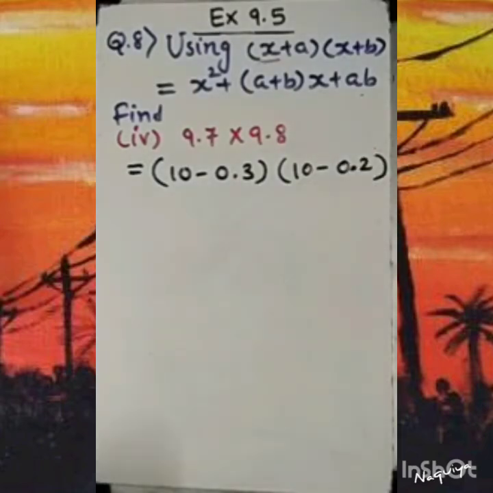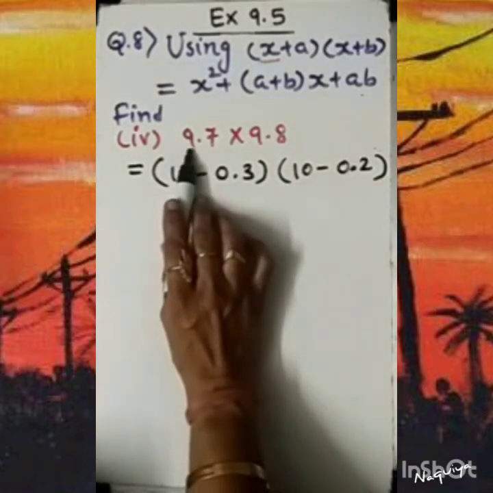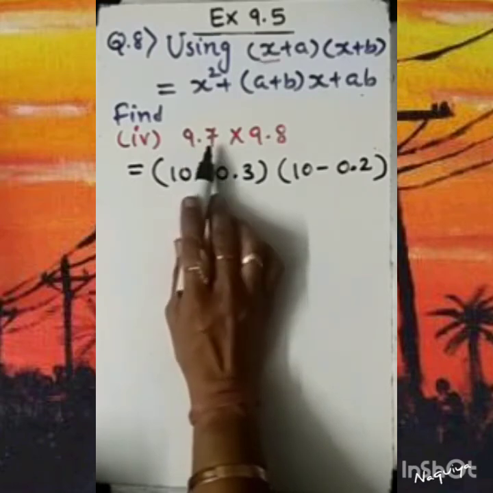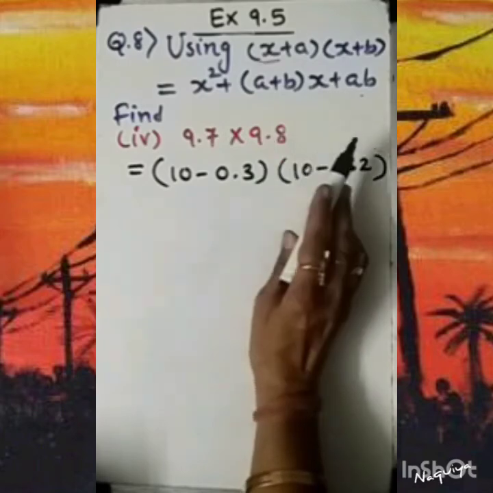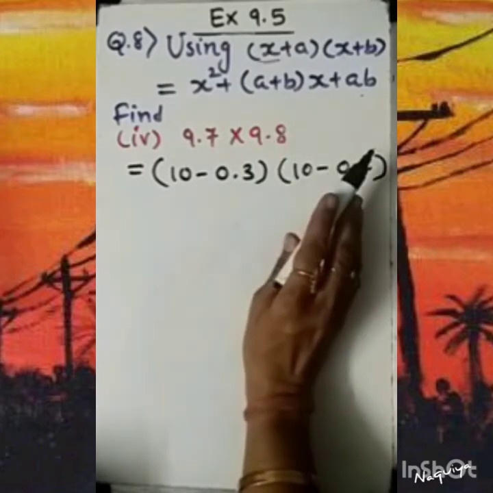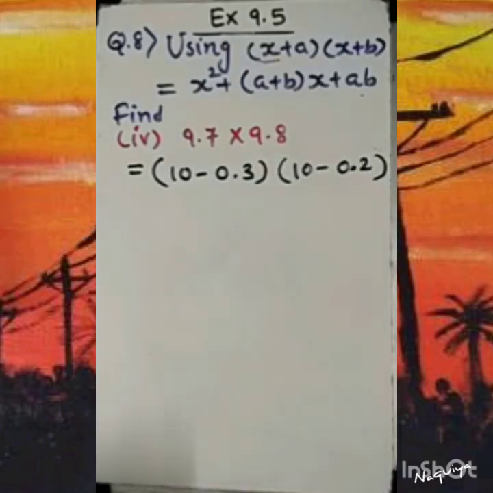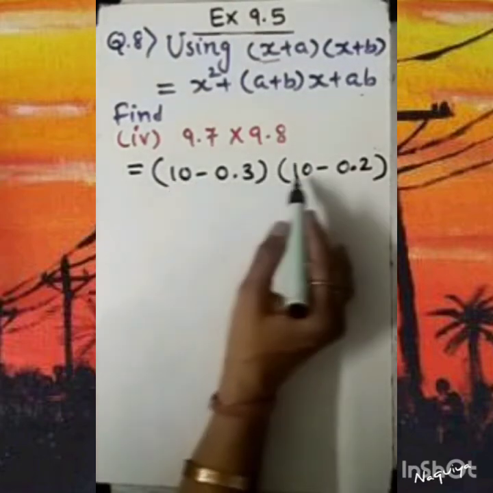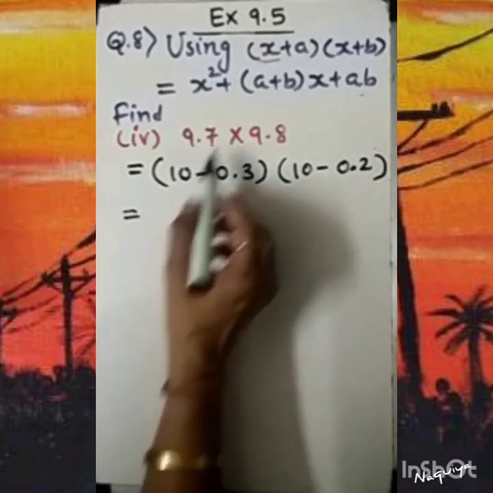9.8 means, okay, this is the first option. If you do not want to move with this option, then one more option is there, 9 plus 0.7, and 9 plus 0.8. Okay, that is also another option. Whatever you feel comfortable, you solve with that, but the answer in both the cases remains the same. So here I am going to take 10 as a nearby. Okay, so let's apply the identity.